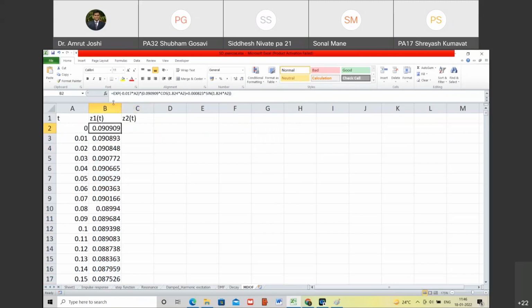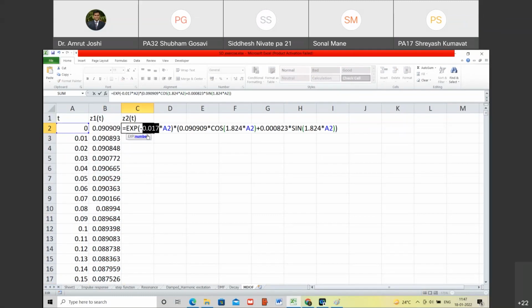Now I'm going to copy this expression. I'm going to paste it here. And now just tell me the change. Instead of 0.017, what was there for z2 of t? 0.199. Then instead of this 0.09, what was there? It was minus 0.060984. Yes.